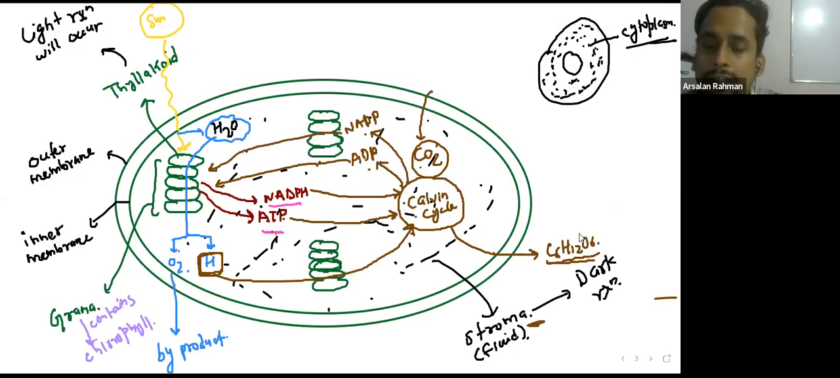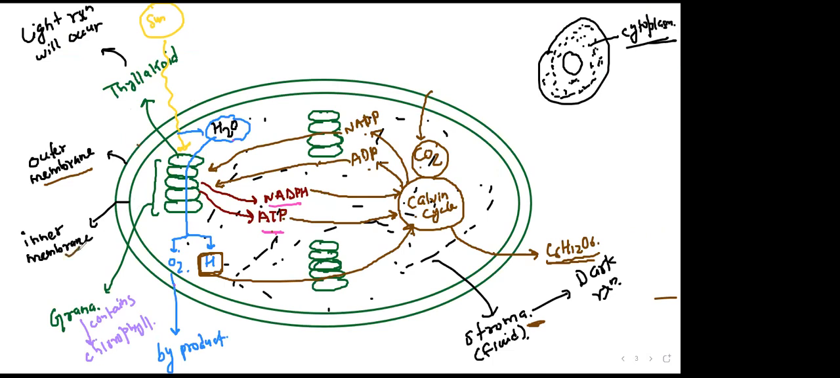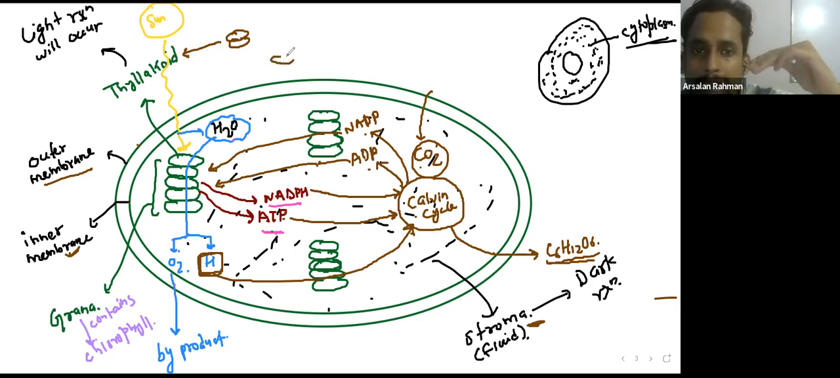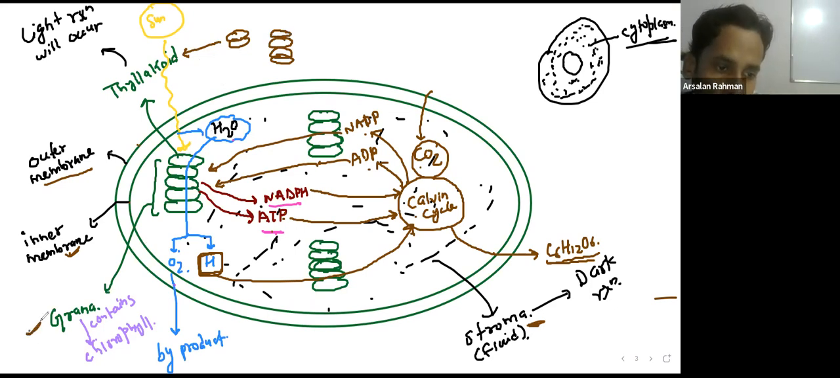Now we will see the structure of the chloroplast. It looks like a spherical structure. Here you can see the outer membrane covering the chloroplast, and this is the inner membrane. Inside, there are a lot of coin-like structures known as thylakoids. Thylakoids are stacked upon each other, one on top of another. This whole structure is known as a granum. Are you getting my point?